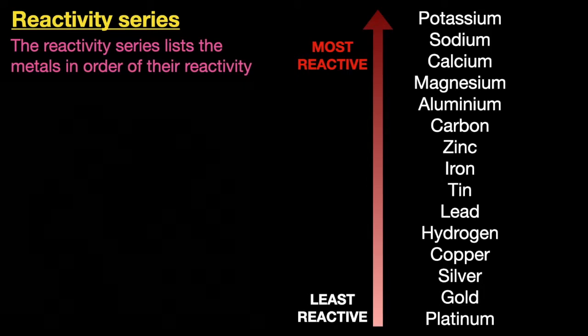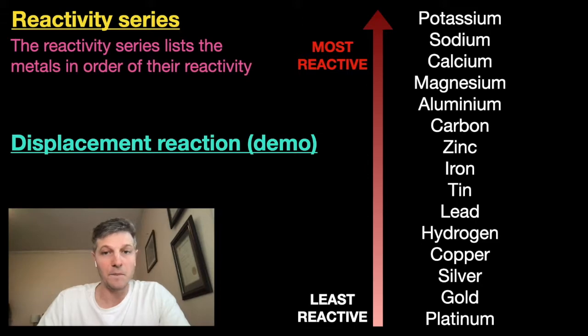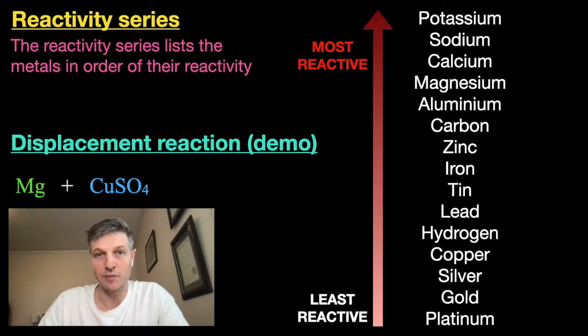So what I'm going to do now is a quick little demo using the chemicals, materials and metals that I have available. I'm going to use magnesium and copper sulfate. What we should be able to do is make a prediction, based on the reactivity series, of whether a reaction is going to occur or not.